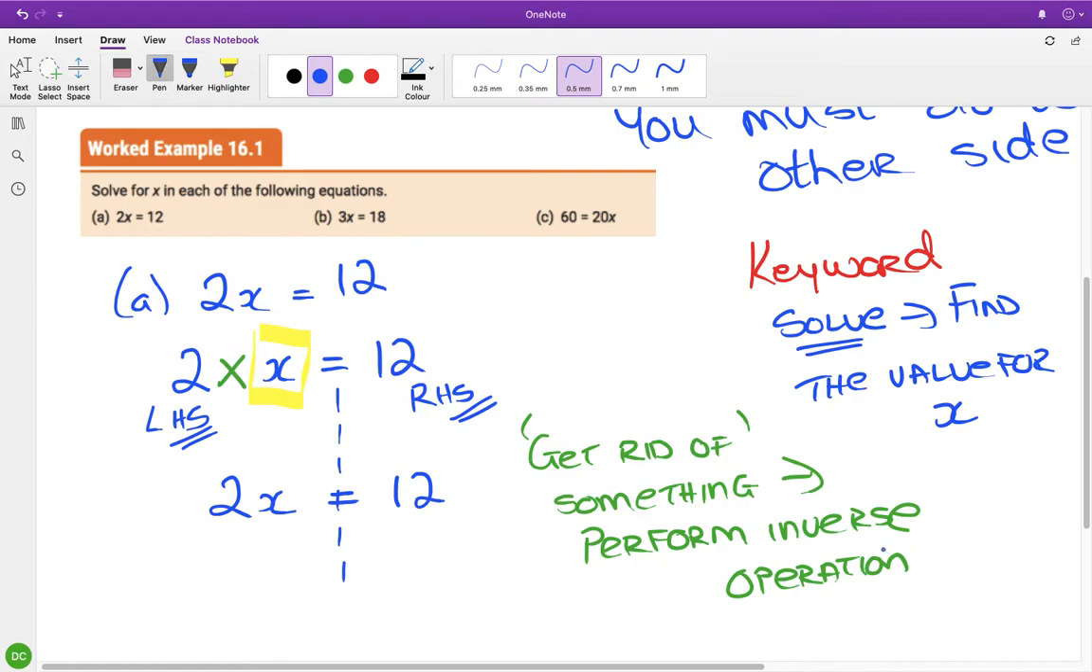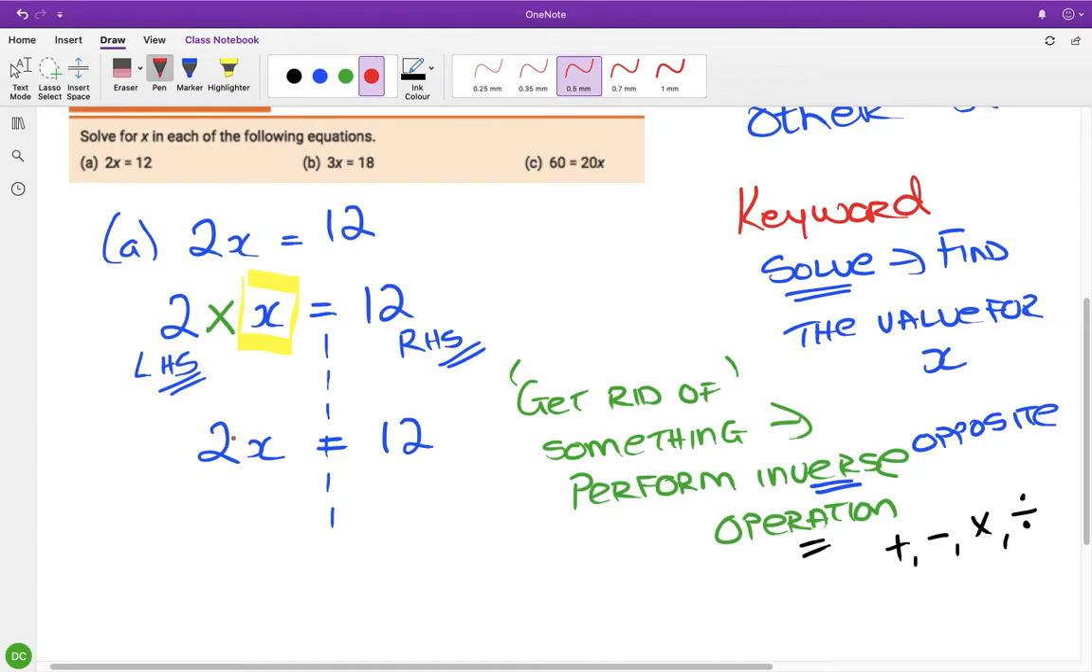Now let me explain that a bit more. Inverse means opposite, and we've talked about operation a few times. The word operation in maths means adding, subtracting, multiplying, or dividing. So if I want to get rid of something, I need to perform the opposite operation. Back over here, if I read this, it's 2 multiplied by x, so there is a multiplication going on here. What is the inverse operation of multiplication? What is the opposite to multiplication? The opposite to multiplication is divide.